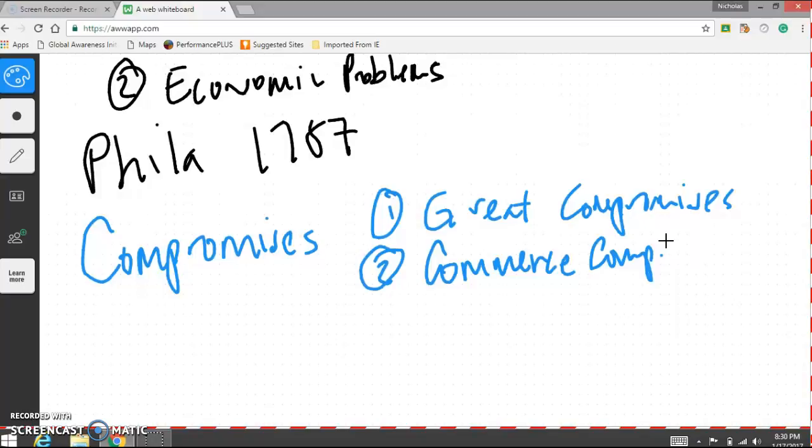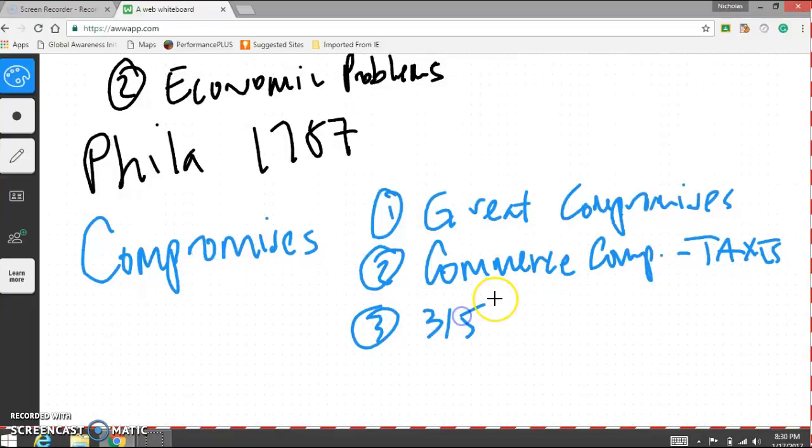And a lot of those powers are things like regulate foreign trade, make treaties, coin money, declare war, maintain an army. A lot of those things were settled here in the Commerce Compromise, but particularly this idea of taxes. And then the third thing, of course, was slavery.